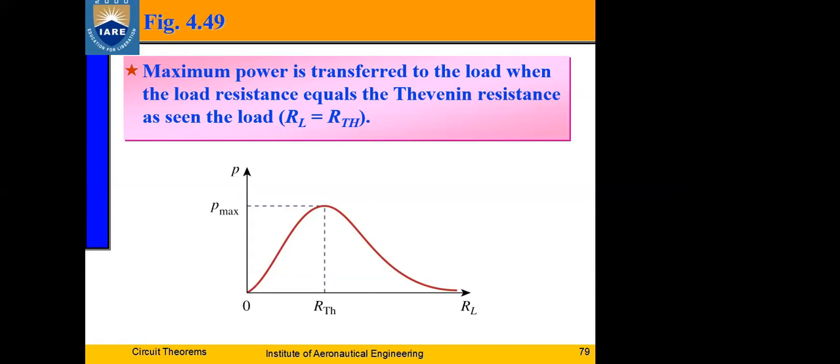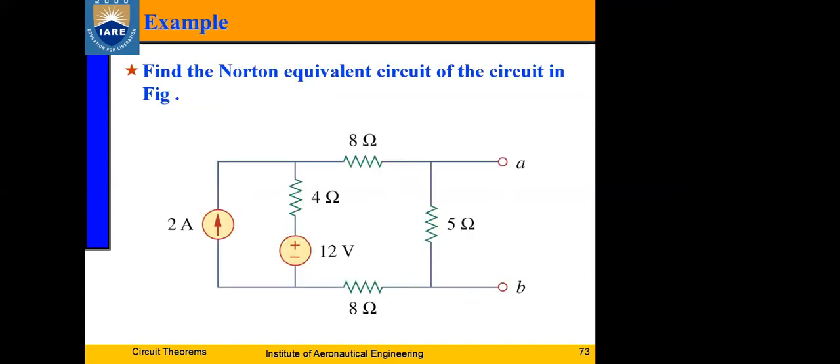So let us go for the next theorem. We finished Thevenin's, we finished Norton's, we are left with reciprocity. We have only 5 theorems, right? Wait, I will take another question.